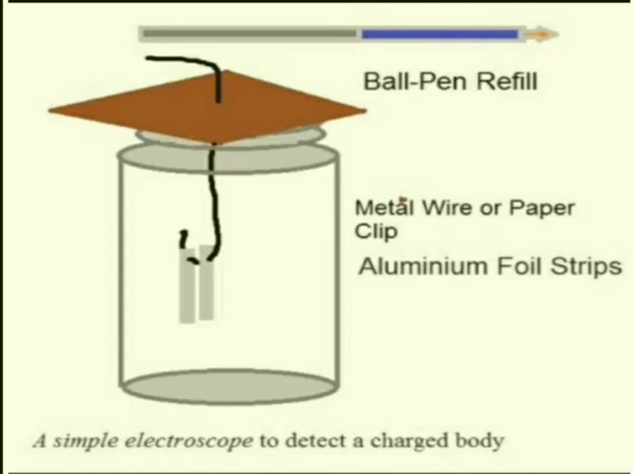The reason is that the foil strip loses charge to the earth through your body. We say that the foil strips are discharged. The process of transferring of charge from a charged object to the earth is called earthing.